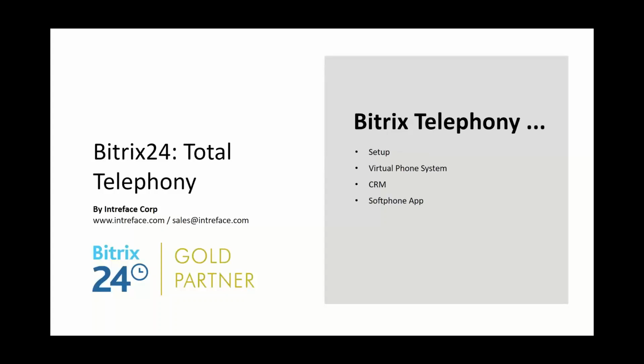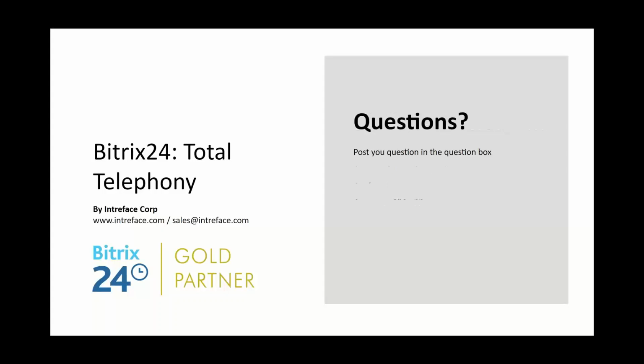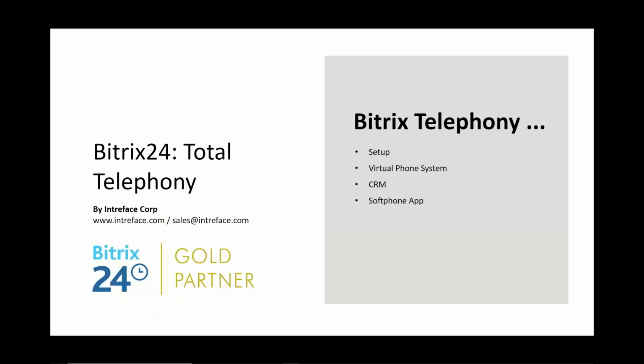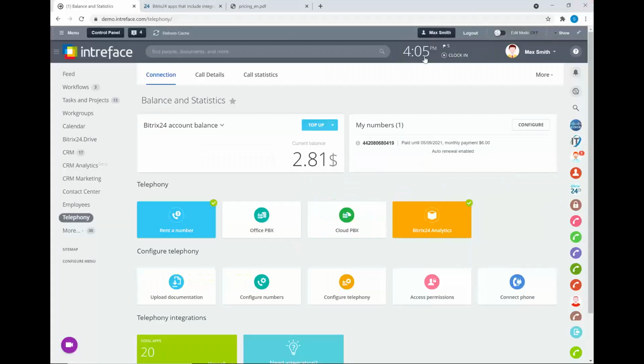So the first one we're going to look at today is the Bitrix24 telephony. So we're going to have a look now at how we can set up our numbers, and we're going to see how we can use our virtual phone system. It's really simple once you've set that number to actually configure the routing, the recording, the office hours for that particular number. And we're going to look as well at how this integrates with the CRM system and the soft phone app. Okay, so let's now go into our Bitrix24 system.